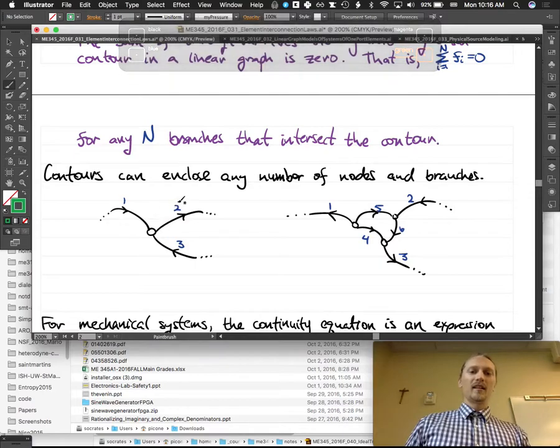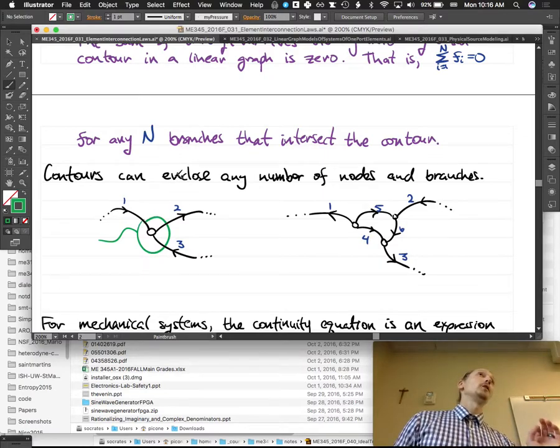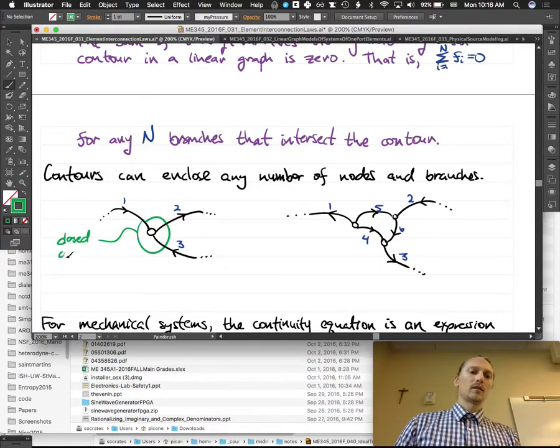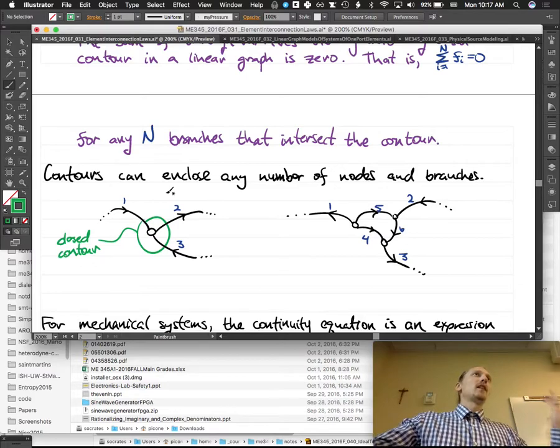Let's say that you've got some branches coming into a node. So you can draw a contour around a node. A contour is a line that you draw that comes back to itself. If it's a closed contour, it's a curve that you draw that comes back to itself. So this is a closed contour. And we could draw it around a node, and then we just have essentially the node concept that we did before.